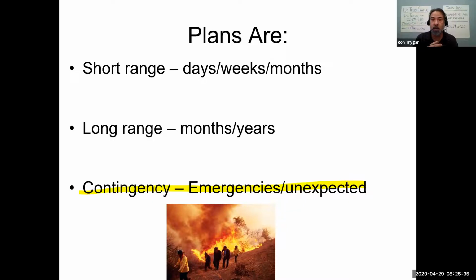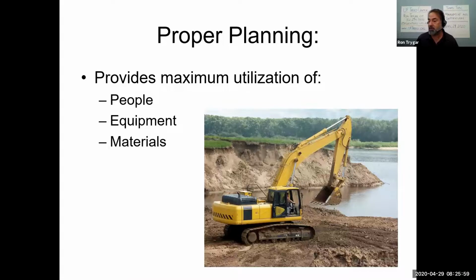You see a picture here of some wildfires, and obviously a contingency plan is for an emergency. We're going to have to go to our ERP, the emergency response plan, and follow those SOPs. And remember, autocratic styles of leadership tend to work well with emergency situations. Proper planning will help us maximize the utilization of our available assets: people, equipment, and materials. Those are all the assets and resources that we have available. Proper planning provides maximum utilization and helps us avoid waste of money, chemicals, equipment, and things along that nature.